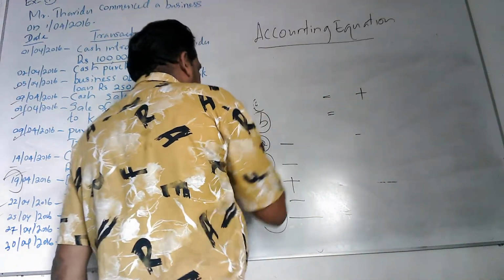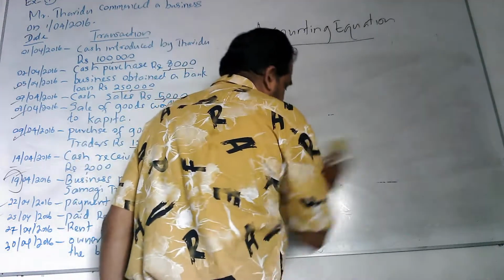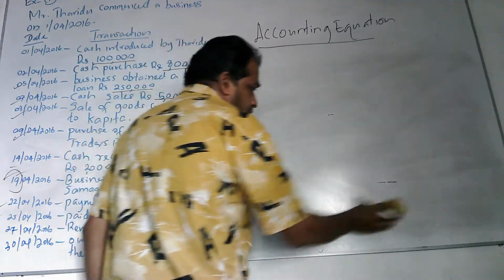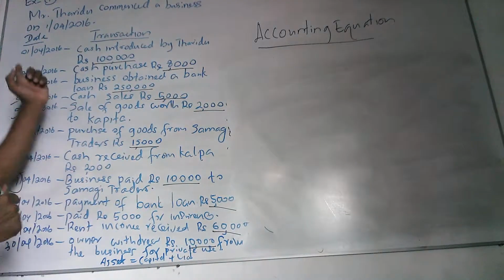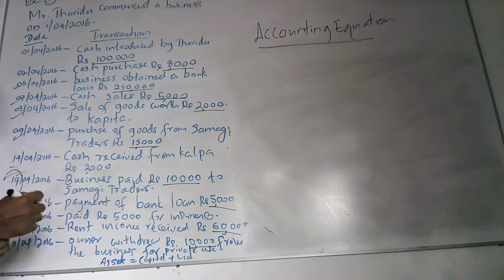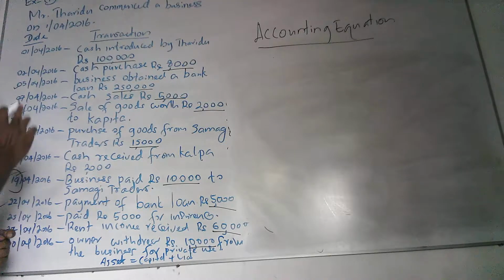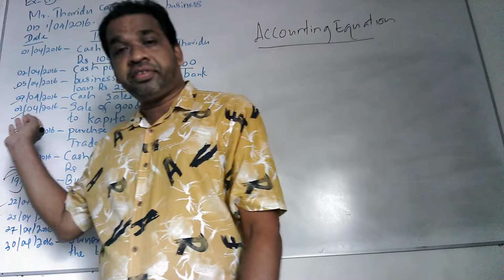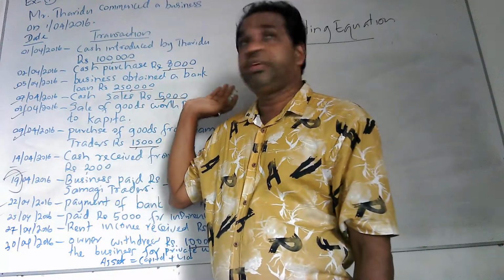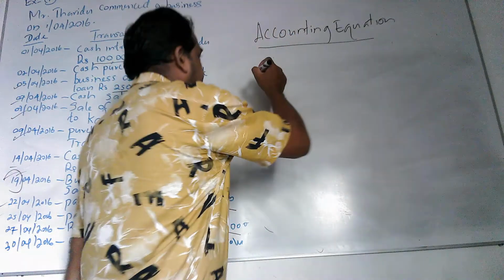I will take an easy question for you to understand the account equation first. Here I have written a simple question on the board regarding Mr. Tharindu's business. Mr. Tharindu commenced his business on 1st April 2016. Then we can insert these transactions in the basic accounting equation.